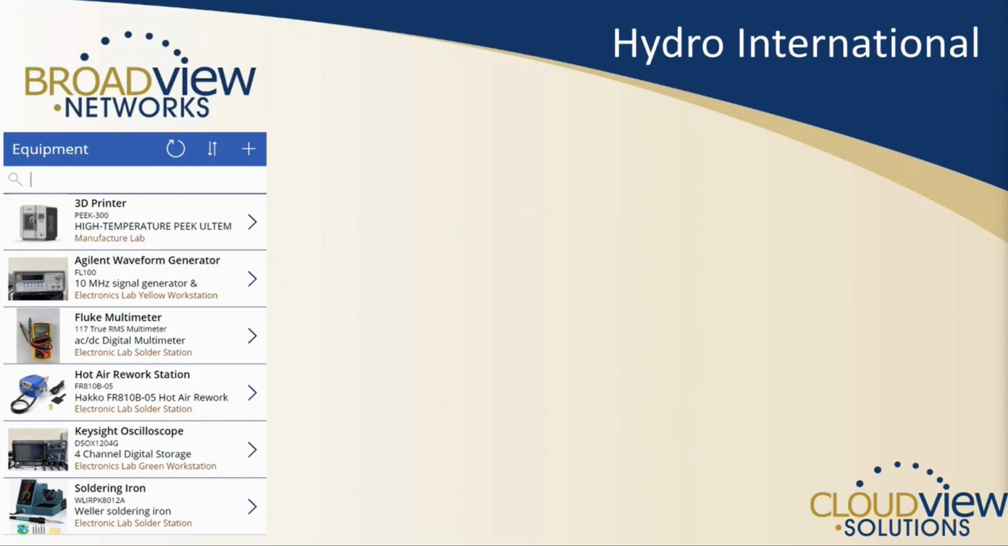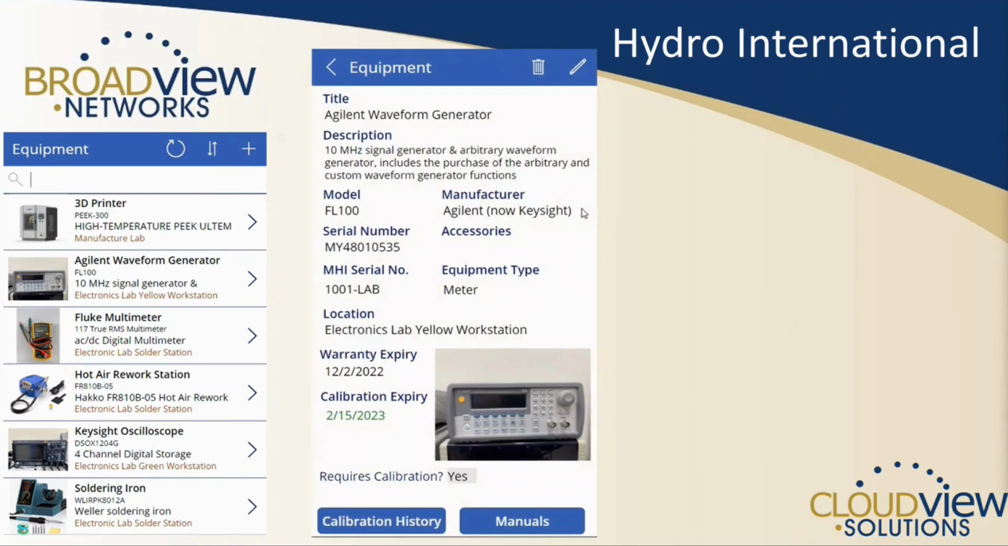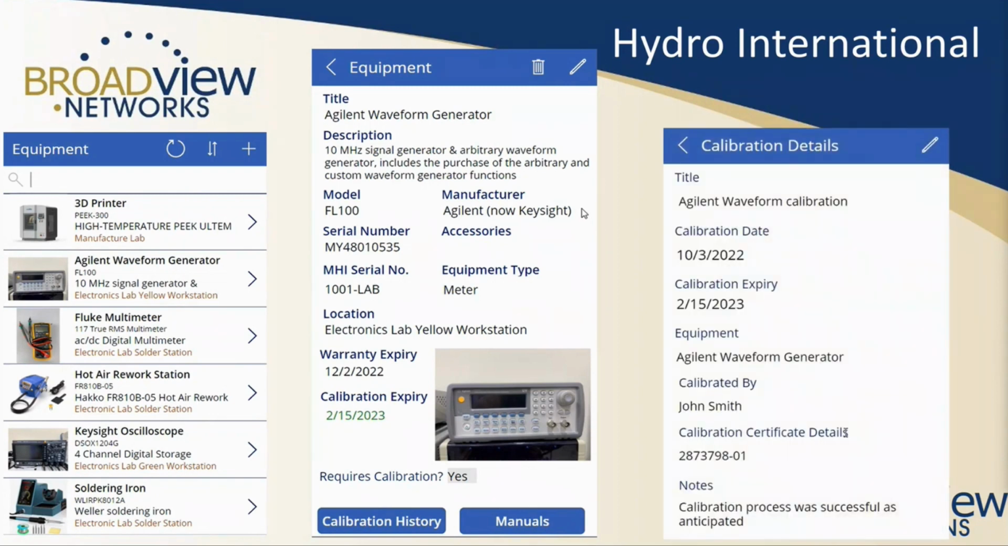So here we have a list of all the pieces of equipment, and this is an app you would open on your phone or on a tablet. Once you select the piece of equipment, it would give you additional detail about that. You can also search for the equipment based on specific criteria. And then here it can show you an actual photo or when it's expiring, the calibration expiry, but it also lets you dive down to look at the calibration history or the related manuals for that piece of equipment.